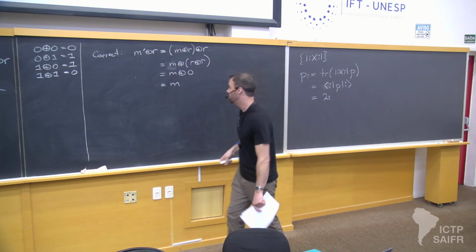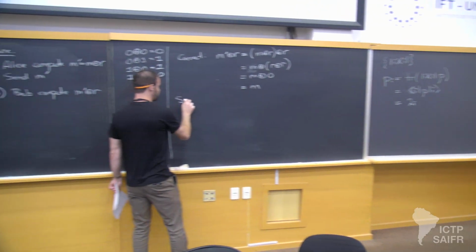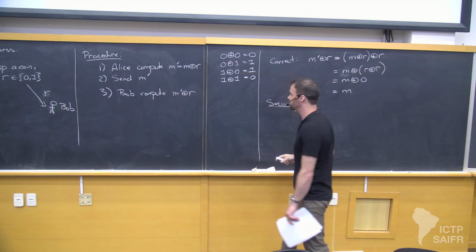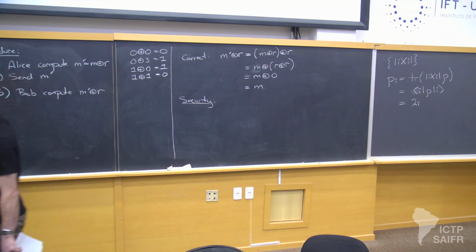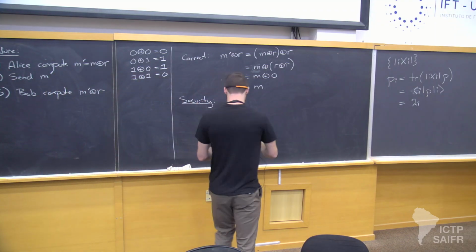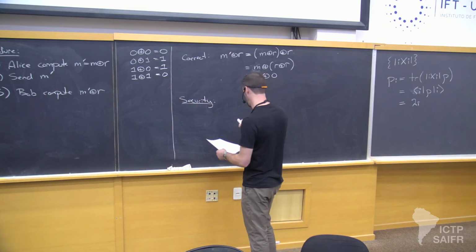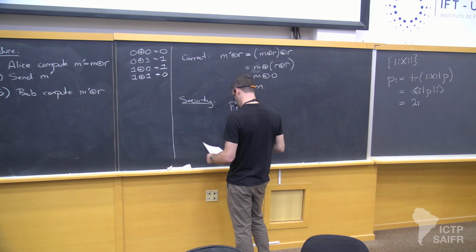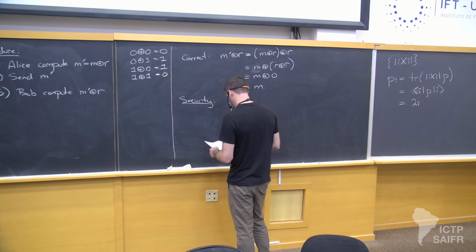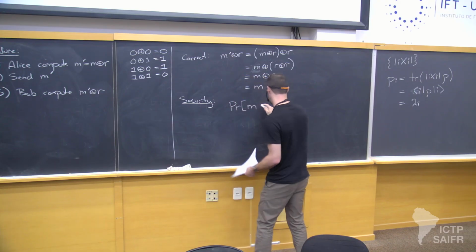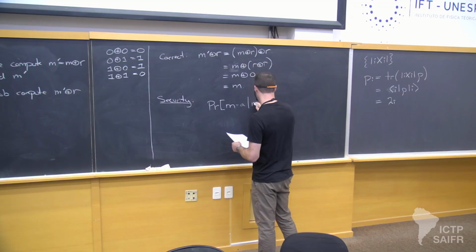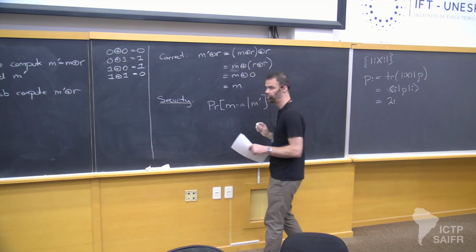Okay. And the other thing we need to check is security, which means that Eve, when she intercepts the message, should not learn anything about M. Okay, so to check that, what I want to compute is the probability that M is some value, given the value of M prime, right?